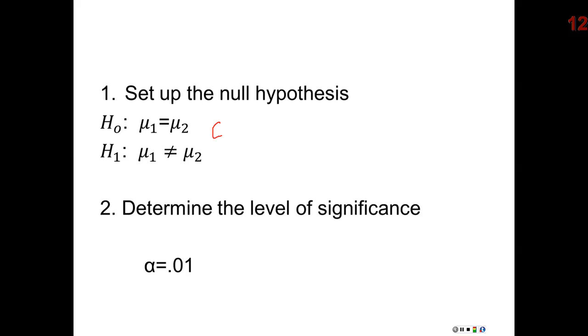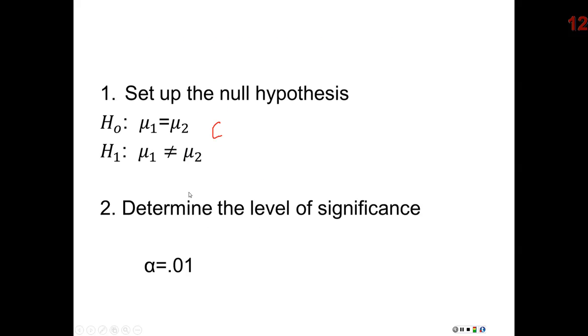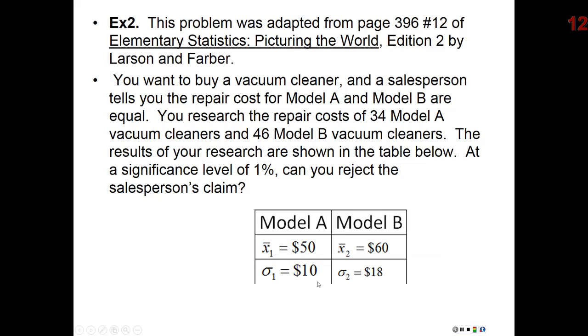Okay, so now after we determine that, our next step is to determine whether we have a Z or a T. How do we do that? Well, we go to our calculator. What kind of standard deviation do I have? You have to go back and see what kind of standard deviation you have here. I have a population standard deviation.